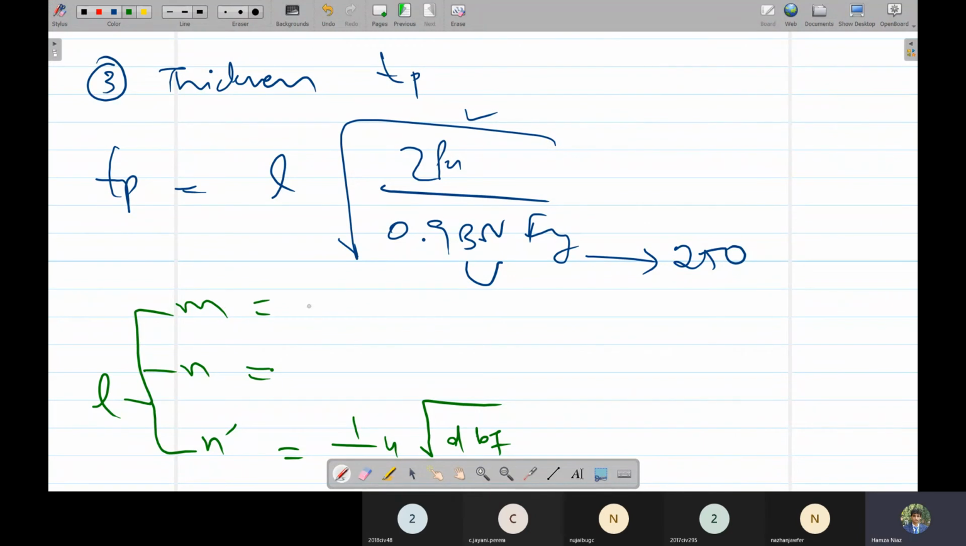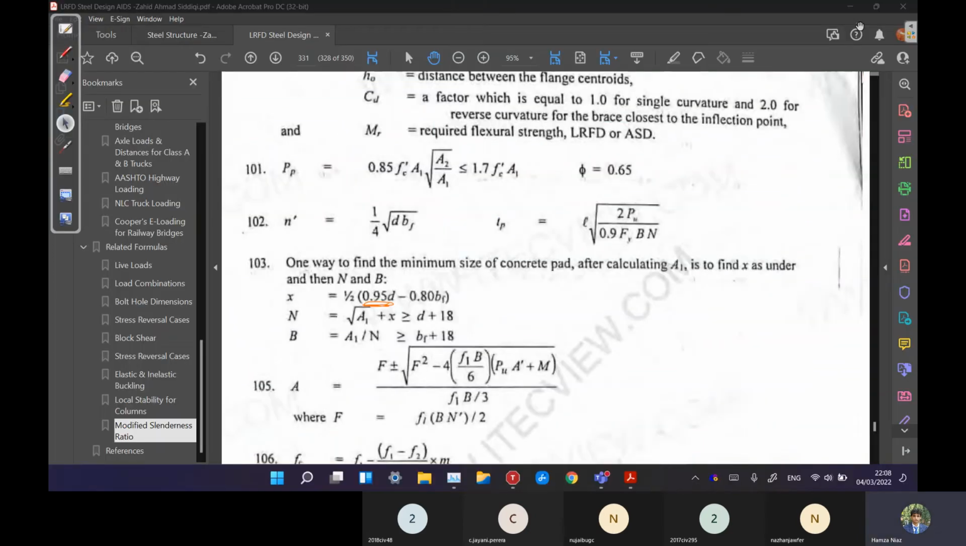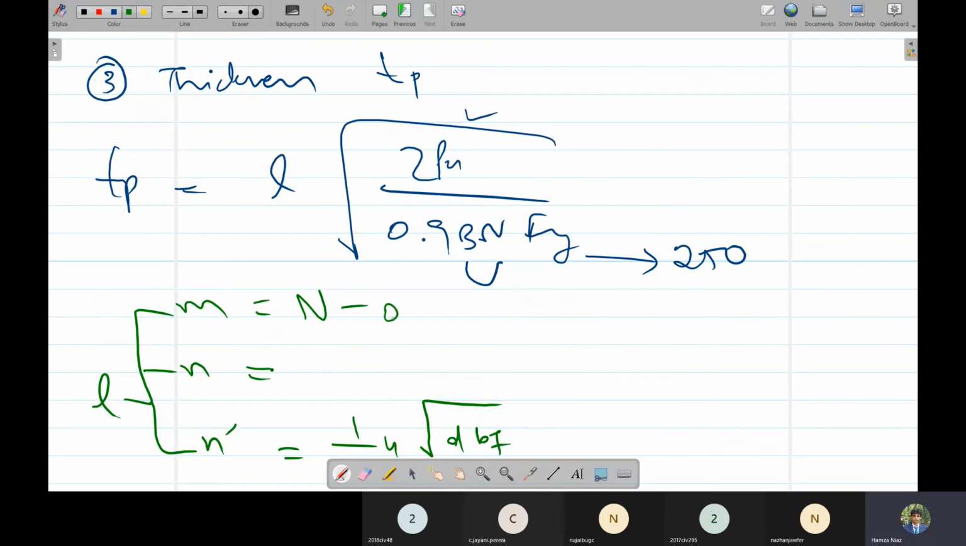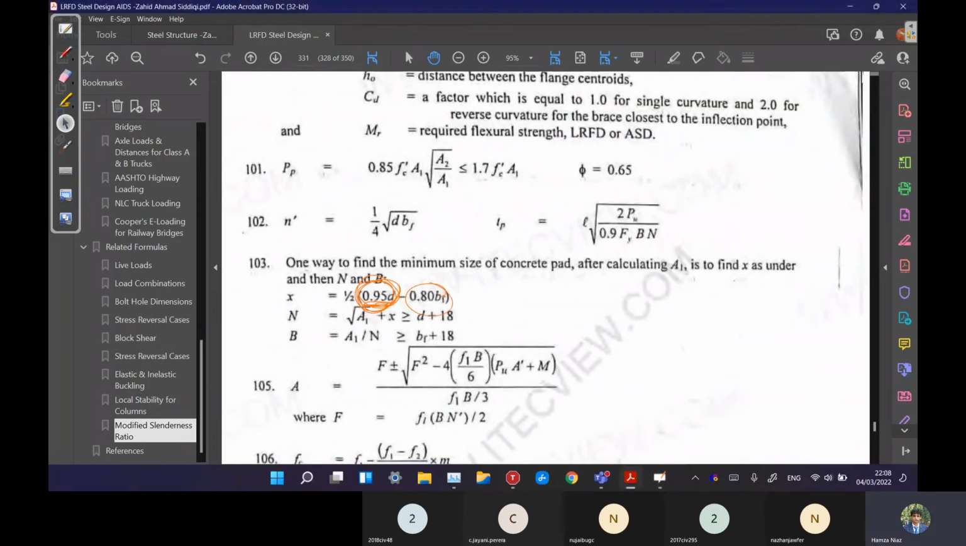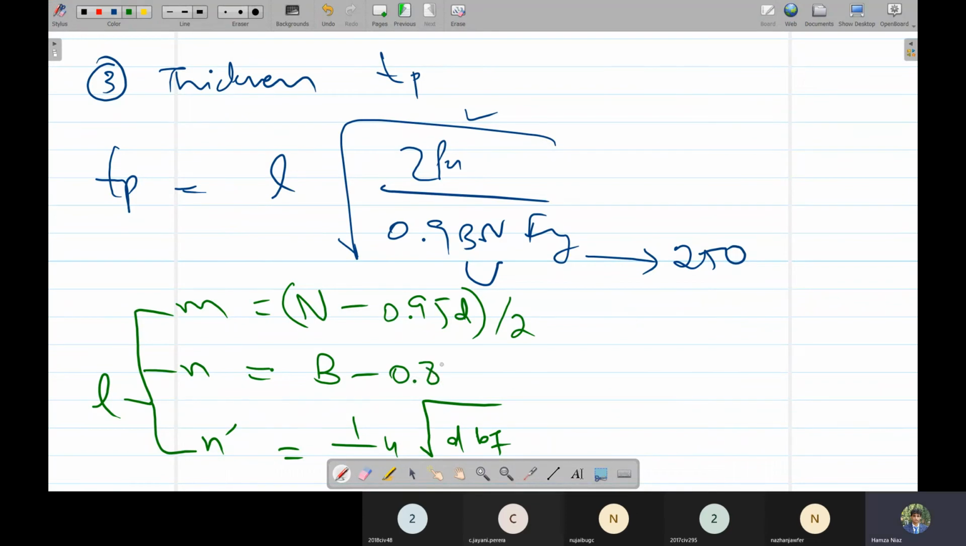In m, we have to use capital N: N minus 0.95 d, this first factor, 0.95 d whole divided by 2. This is m. In n, we have to use B: B minus 0.8 bf, 0.8 bf divided by 2.